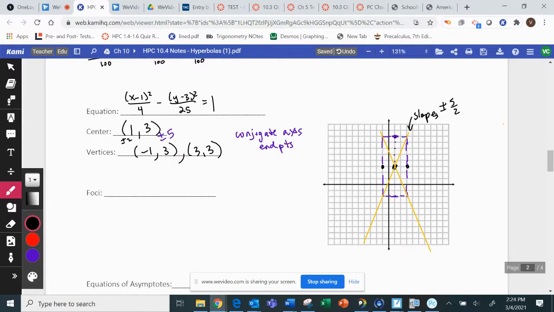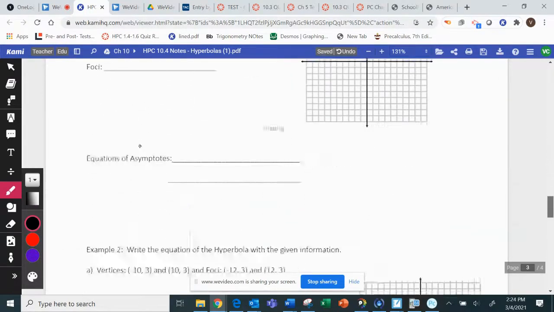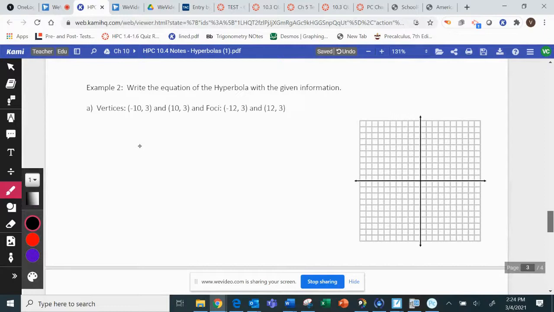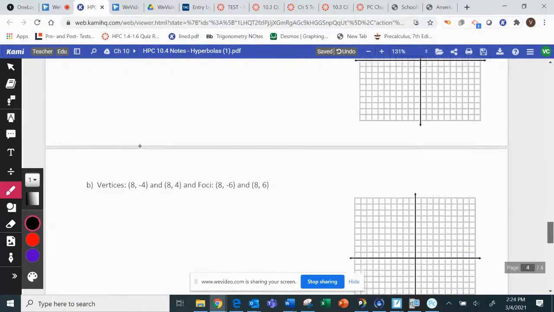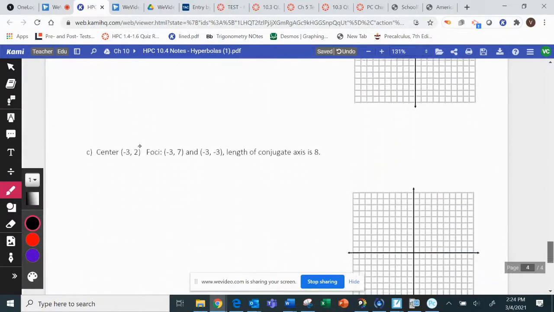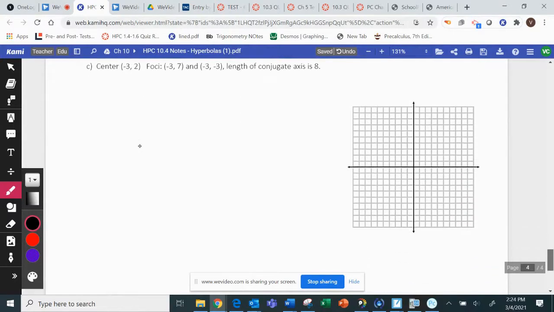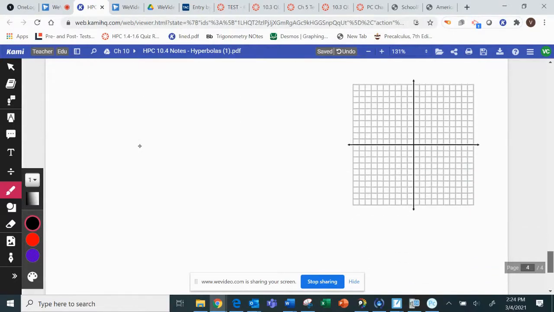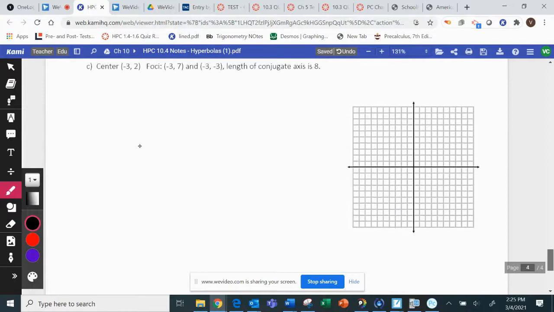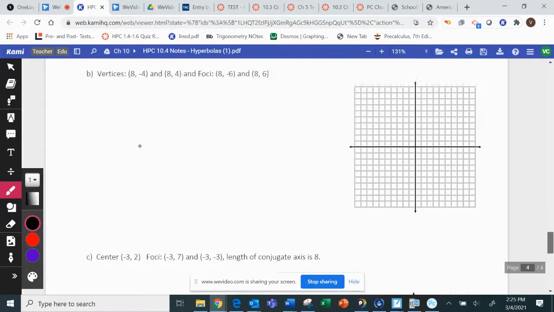If you need to leave, feel free. I did not get to go over writing the equation with the given information, but that should be just like the ellipse stuff, just a different equation. Maybe I'll stay and do another example on here just so it's in the notes. Okay.